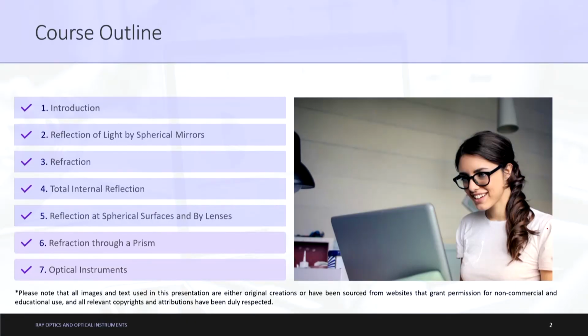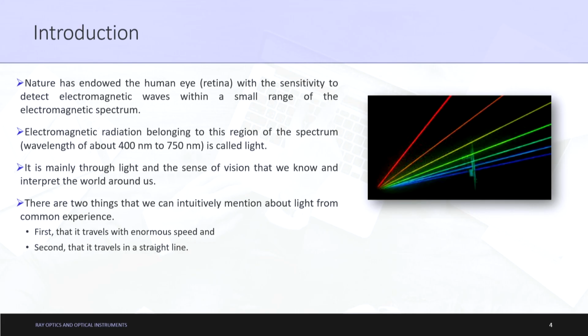Okay, so let's not start with the course outline. I will just start with the introduction for now. So let me start with the introduction, and as we move on I will try to explain everything. Okay. So the introduction to ray optics and optical instruments.